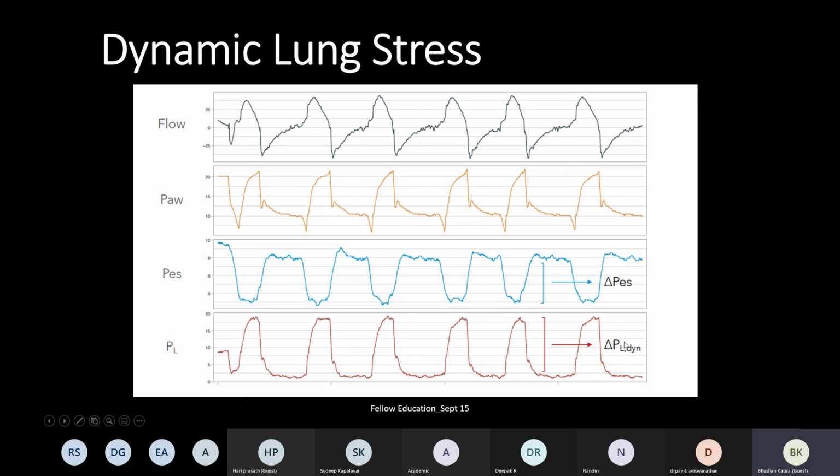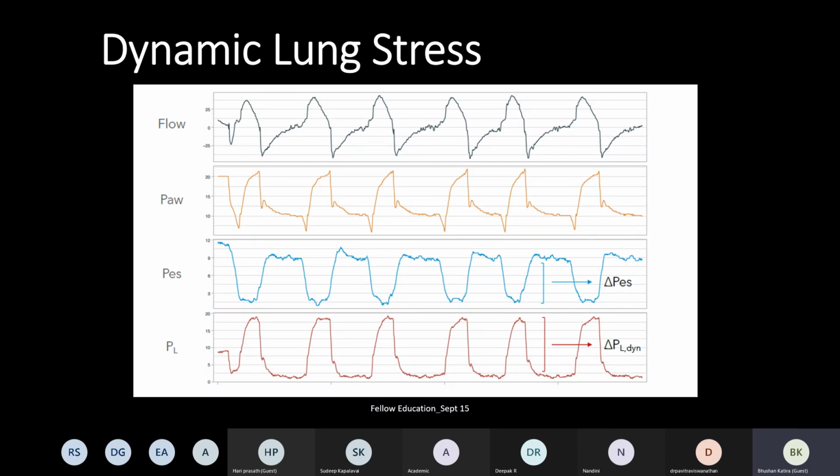And this dynamic transpulmonary pressure is going to be higher than the driving pressure that you're measuring on the ventilator, which means even if you are safer on the driving pressure on the ventilator, but the patient is taking extra 10 centimeters of water, that gets added to the 15 centimeters, and you're probably seeing a lung distension of 25 centimeters or more, which is going to be deleterious.